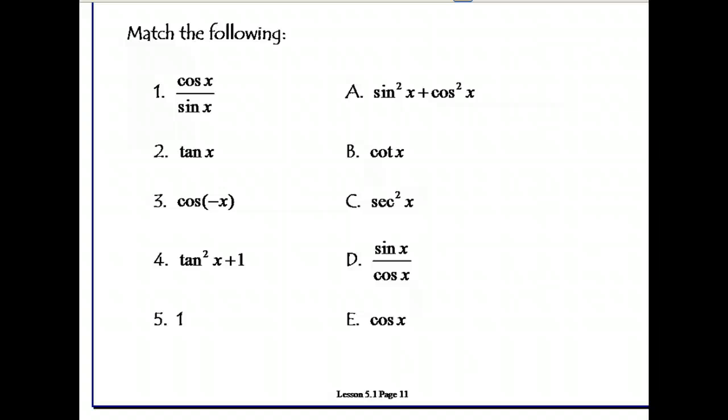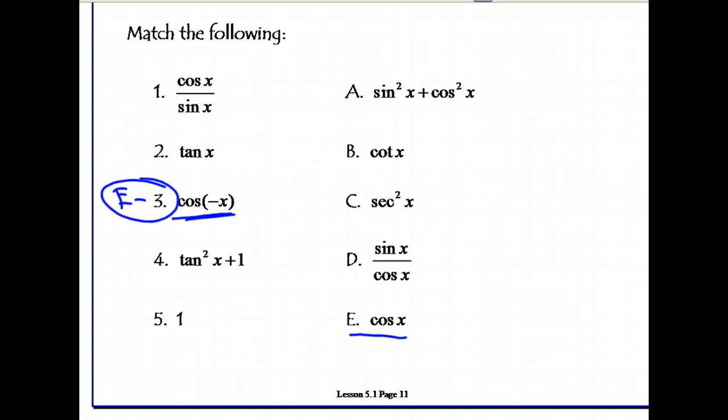So here's a matching. We got 5 on the left. We've got to match them up with 5 on the right. Can we match these up? Well, we just did the negative one. So the cosine of negative x, we know that negative doesn't matter. So it'd be the same as the cosine of x. So 3 we'll put with e.